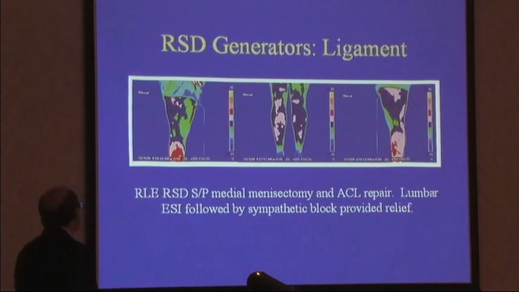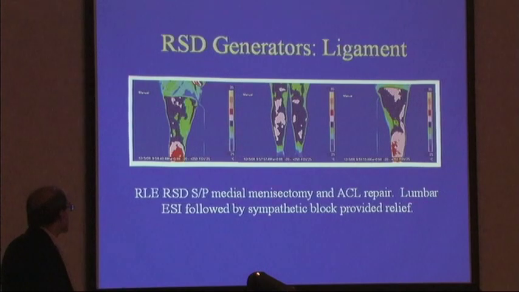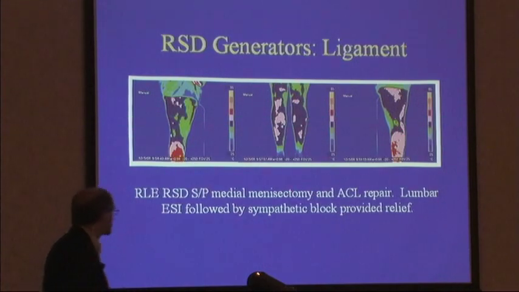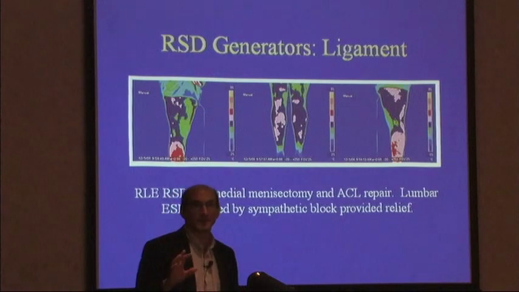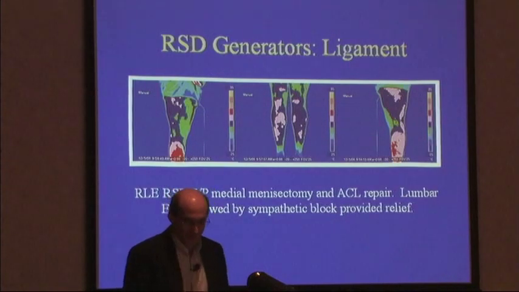This is an example of a ligament being the source. This individual had RSD of the right lower extremity. He had status post medial meniscectomy and an ACL repair. We found an asymmetry pattern involving the entire limb. Did a lumbar sympathetic block. First an epidural to quiet down the inflammatory response, followed by C fiber block.